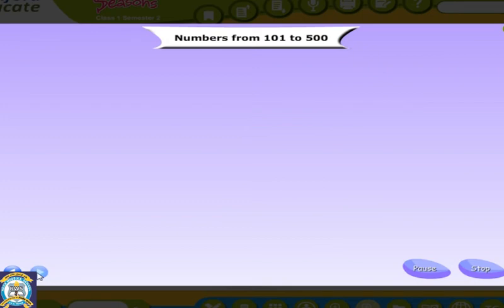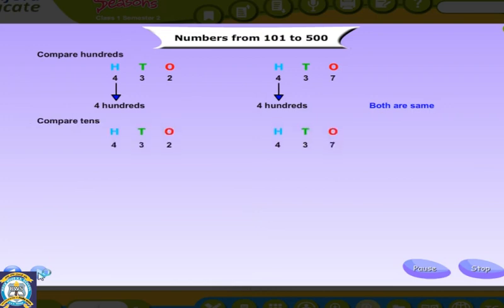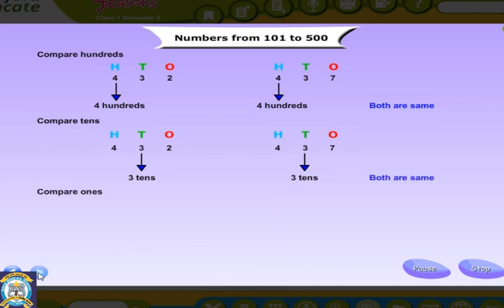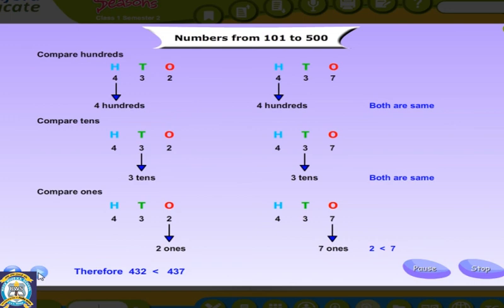Let us compare two more numbers to find which is bigger and which is smaller. Compare hundreds. Both are same. Compare tens. Both are same. Compare ones. Two is lesser than seven. Therefore, 432 is lesser than 437, or 437 is greater than 432.